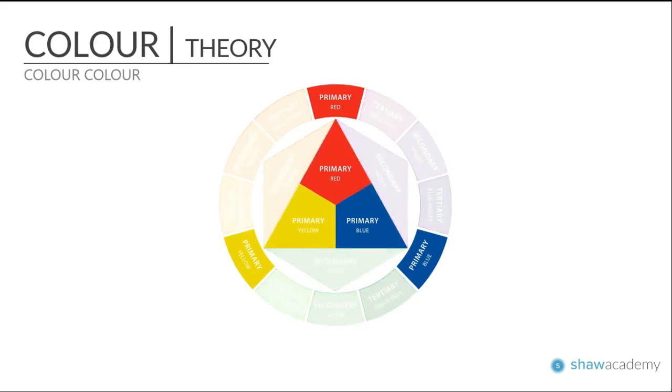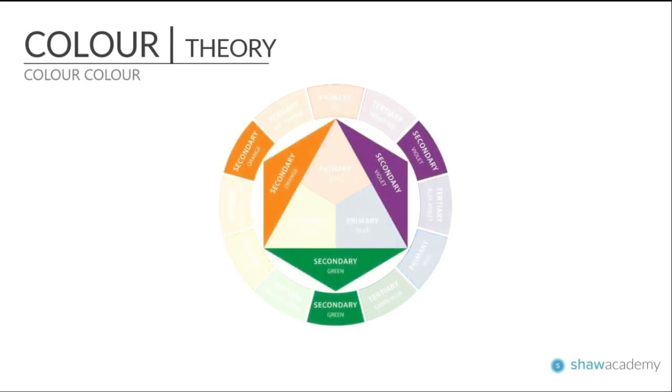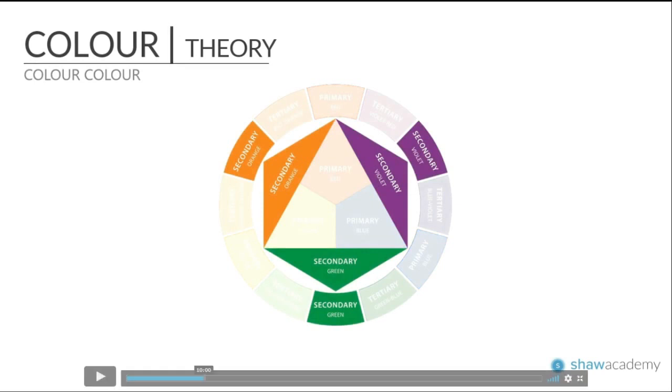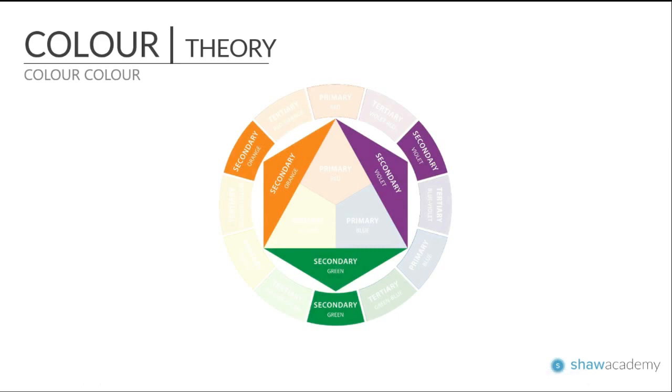Our primary colors, as we've mentioned, are red, yellow and blue. And by combining red and yellow, red and blue, or yellow and blue, we get our secondary colors. So for example, if we combine blue and yellow, we get green. If we combine red and yellow, we get orange. We combine red and blue, we get violet. And when we combine our secondary colors with our primary colors, we also then get our tertiary colors as well.